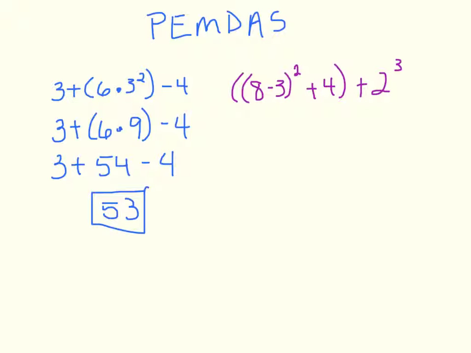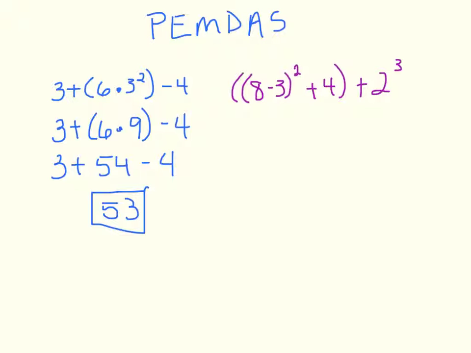Now let's look at the next example. We have, opening up with a double parentheses here, (8 minus 3) squared plus 4, plus 2 to the third power. Now when you see a double parentheses, especially, well, it doesn't matter which side, left or right, that tells you you have a parentheses within a parentheses. So this right here is the parentheses that's within this bigger parentheses, okay? So you always work from the inside out. So we're first going to work with this one right here.